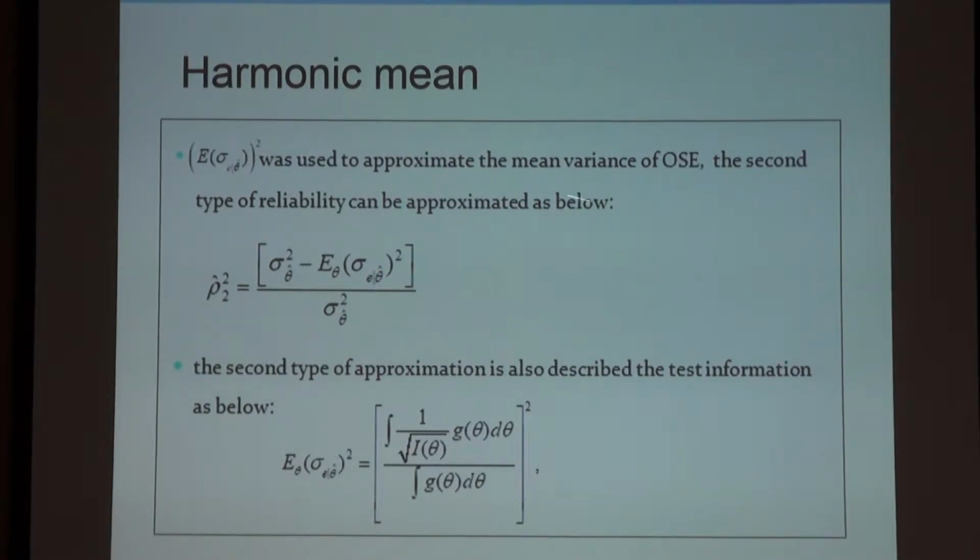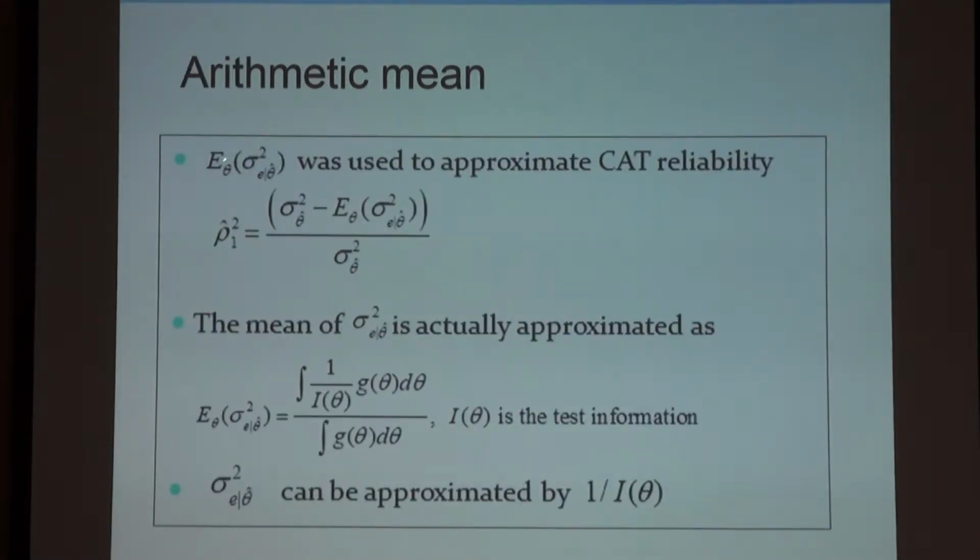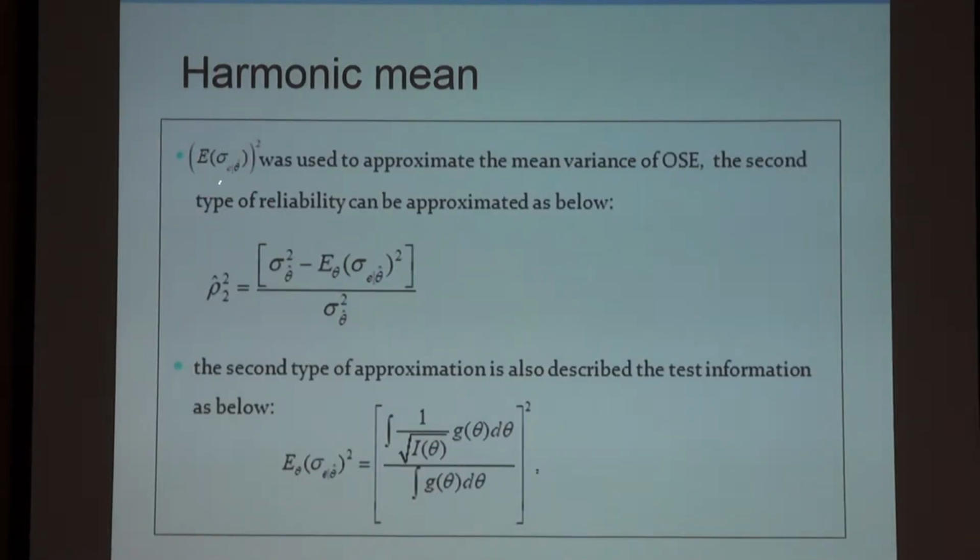Second one, harmonic mean. Look at that. This is the first variance and the expected error, squared. This is the harmonic mean, used to approximate the mean observed error variance. The second type of reliability is the variance of the estimate minus the expected error variance, divided by the same denominator.